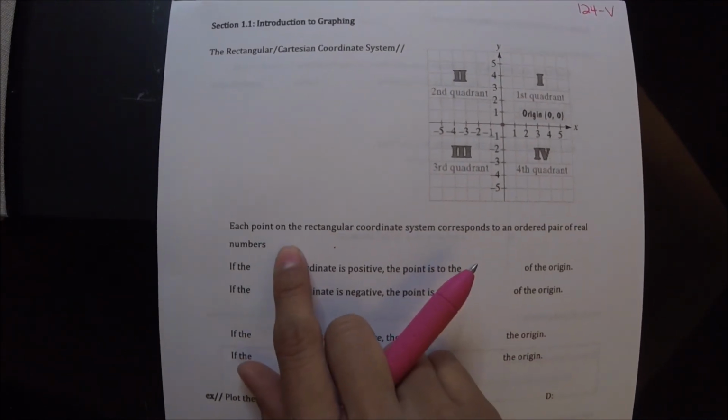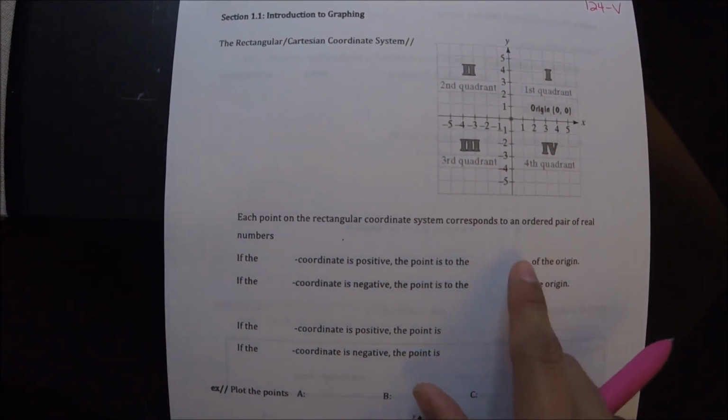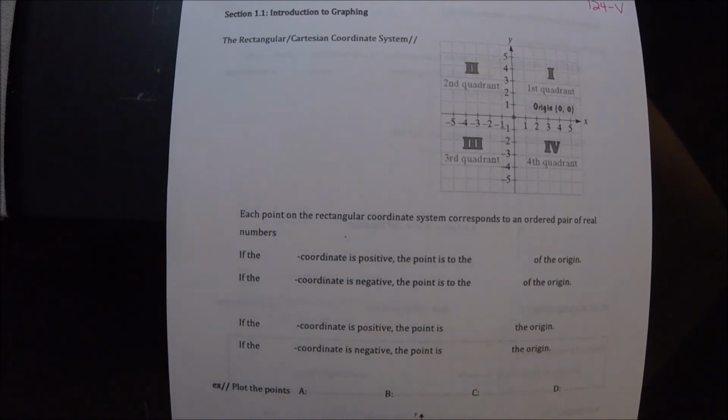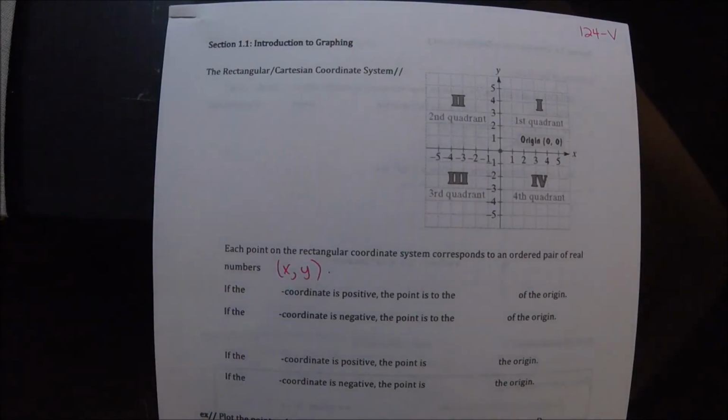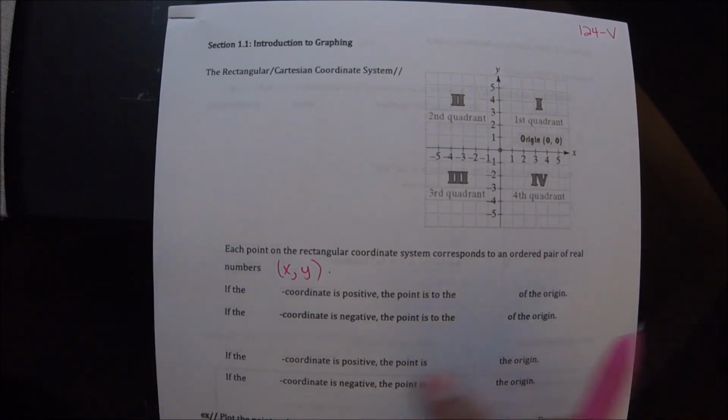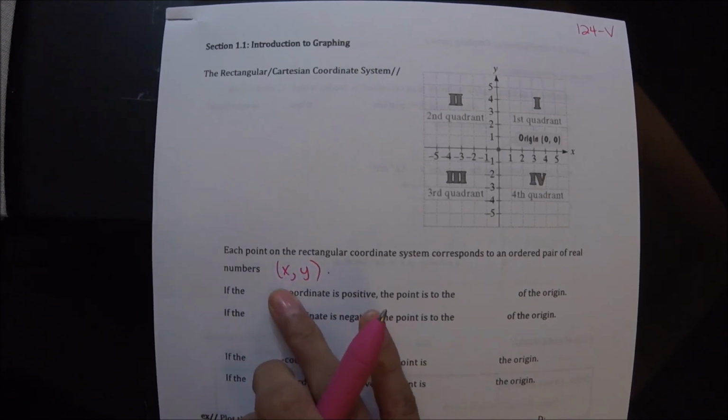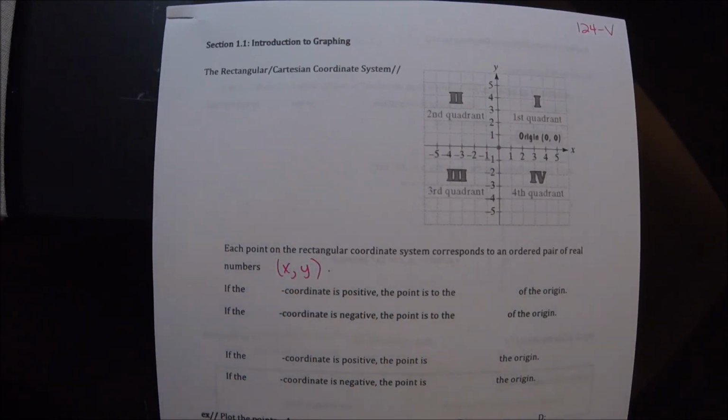So each point on the system corresponds to an ordered pair of real numbers x, y. So we have parentheses and then a number, comma, another number. The first number corresponds with x and the second corresponds with y.